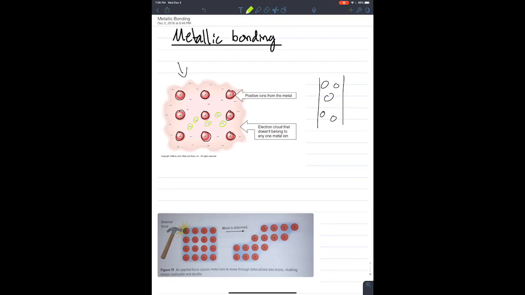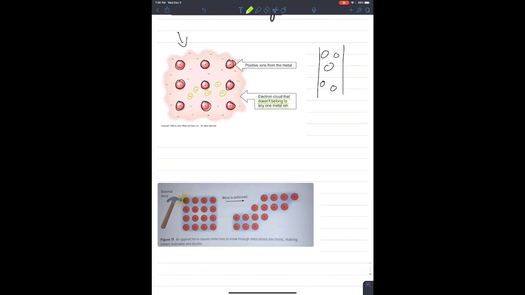That's what makes it a bond: these metal nuclei are held together based on the fact that they're sharing an electron cloud. This description right here: electron cloud that doesn't belong to any one metal ion. It's shared between all of them, and that's what holds them together. So a metallic bond isn't two separate things coming together like a covalent bond or ionic bond. It's just a bunch of the same metal sharing these electrons. Okay, that's what metallic bonding is, and let's talk about some of the properties.